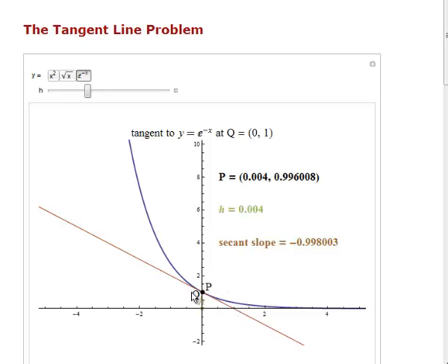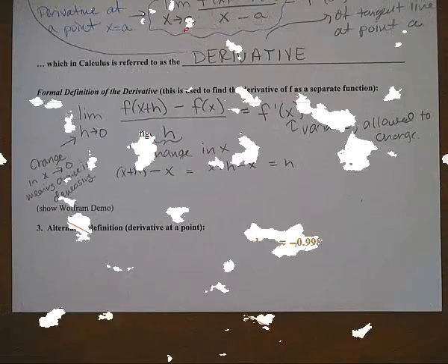And I am now able to find the slope of that tangent line, which is synonymous with instantaneous rate of change, which is the same thing as the derivative of the function at point Q.